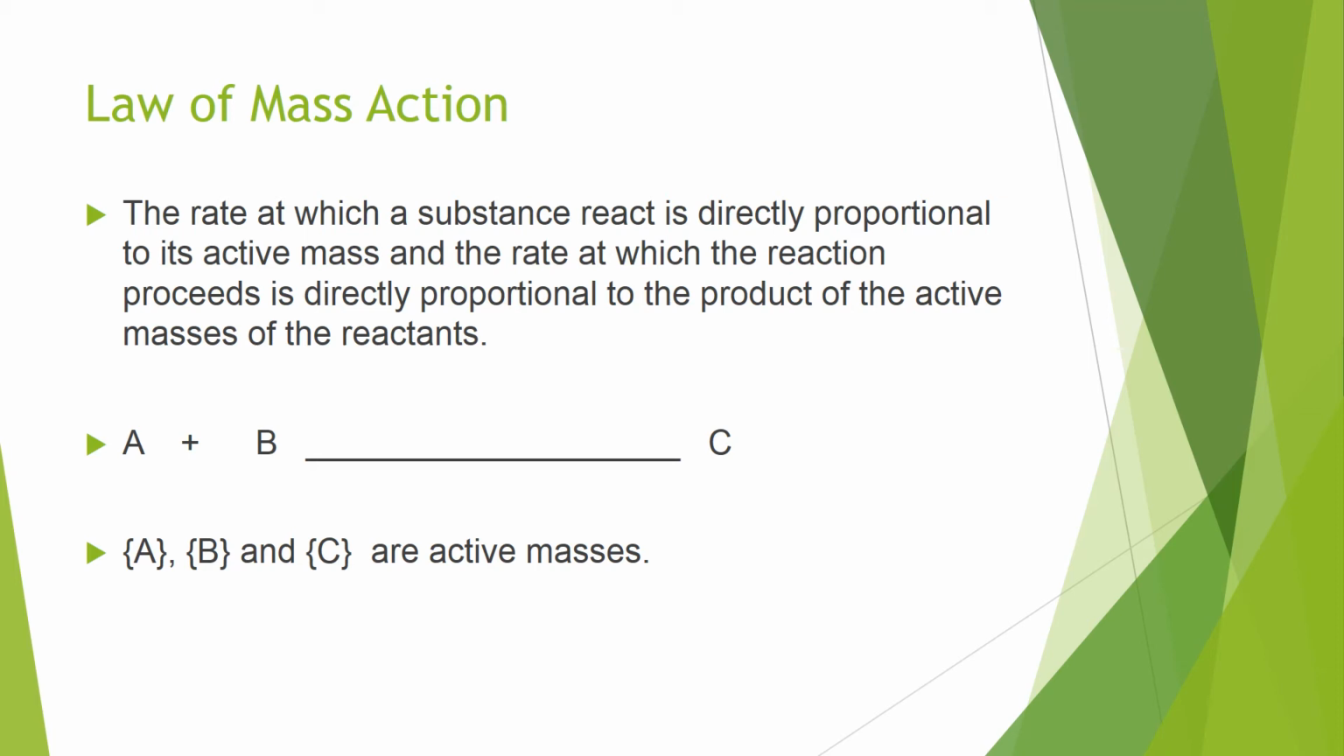Now students, what do you mean by this active mass? This active mass means the concentration of the reactants. Greater is the concentration of the reactants that react together, greater will be the rate of the reaction.